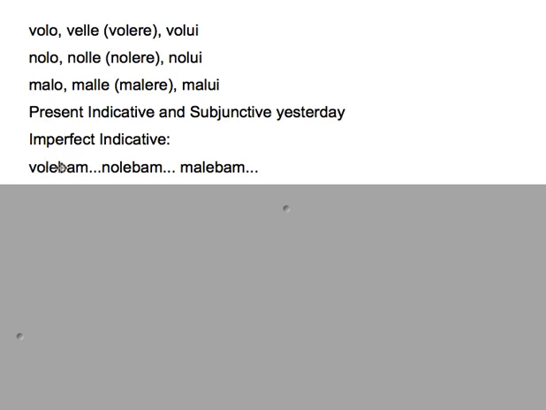It would be wolebam, wolebas, wolebat, wolebamus, right? It follows a pretty familiar pattern. For nolo, it would be nolebam, nolebas, nolebat, etc. And for malo, it would be malebam, malebas, malebat, etc. Okay, so pretty familiar pattern. This is how you say I was wishing, I was not wishing, I was preferring.